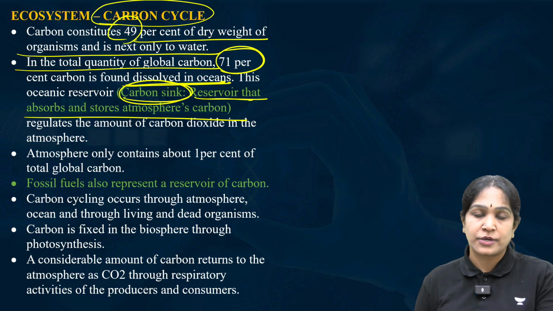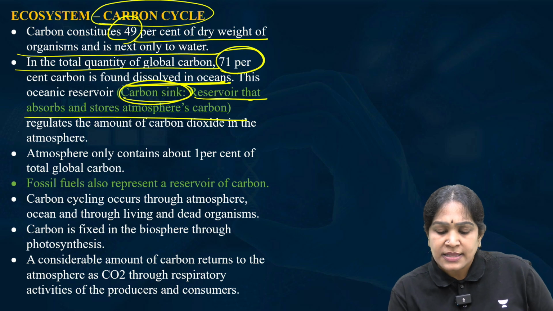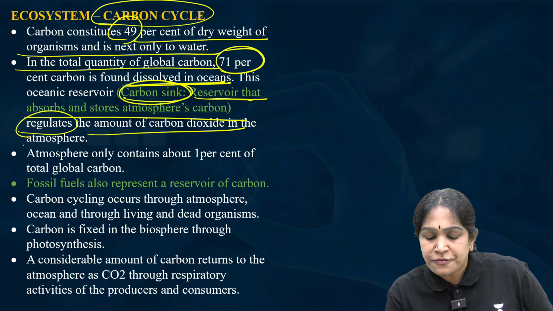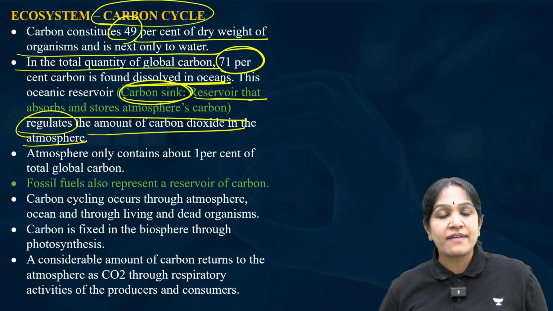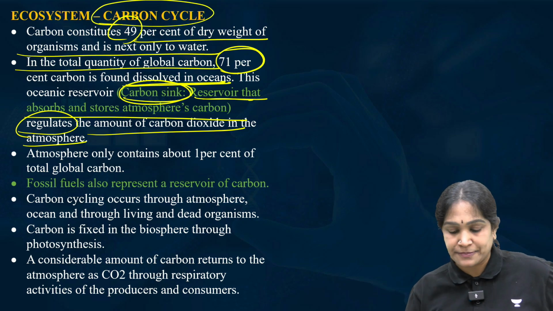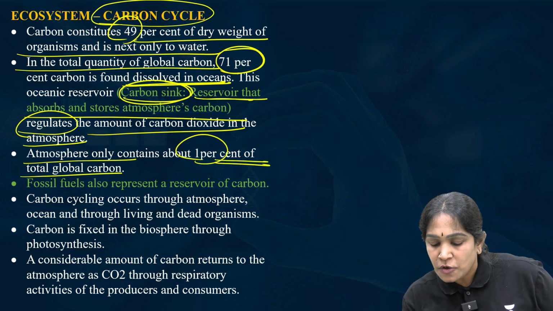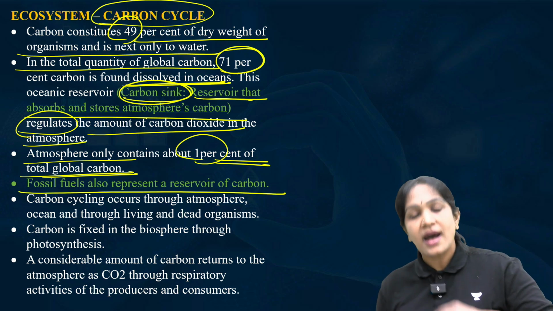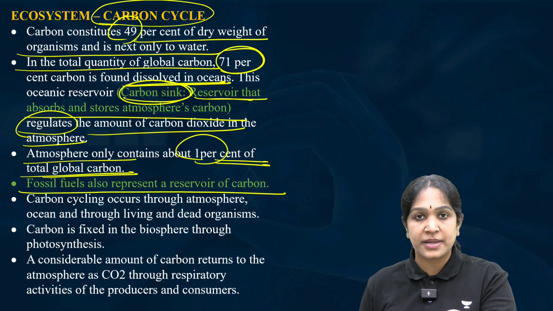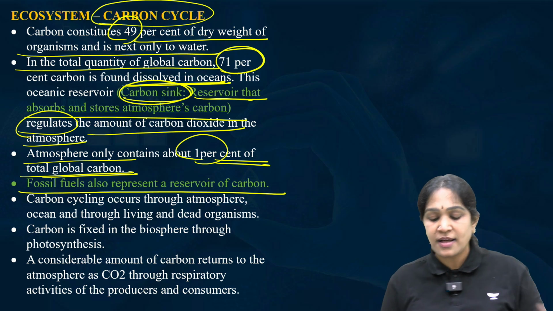This is the most important point: oceans are the most important carbon sinks. The ocean regulates the amount of carbon dioxide in the atmosphere. How much carbon dioxide you have in the atmosphere is decided by the ocean. The atmosphere contains only 1% of the global carbon. Fossil fuels are also reservoirs of carbon. The ocean and fossil fuels are the main reservoirs of carbon.